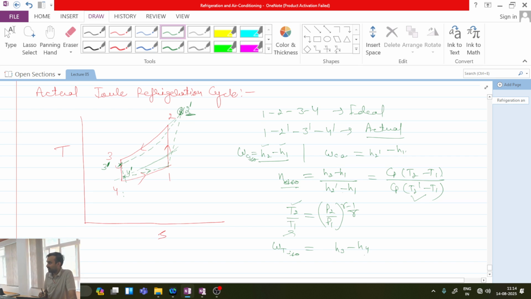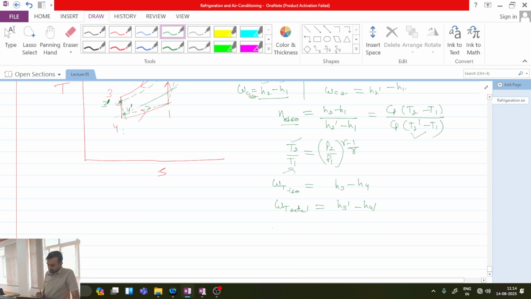H3 minus H4. Actual work in the turbine will be how much? H3 dash minus H4 dash. Now you tell me, what is isentropic efficiency for turbine? For compressor it is ideal work by actual work. For turbine it will be actual work by ideal work. Okay, actual divided by WT ideal. So it means H3 dash minus H4 dash divided by H3 minus H4.